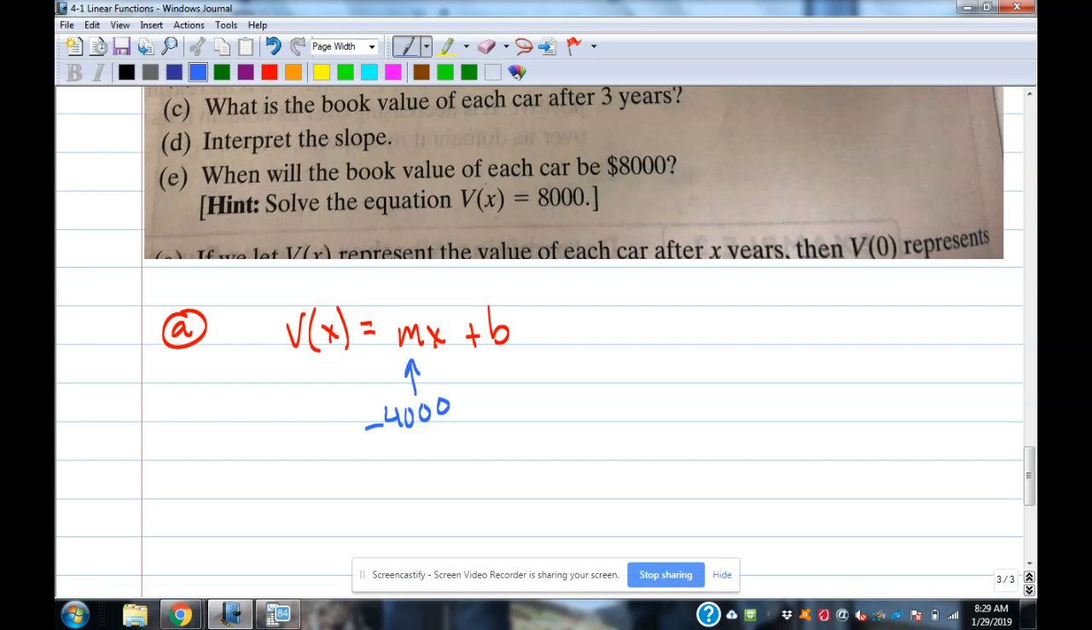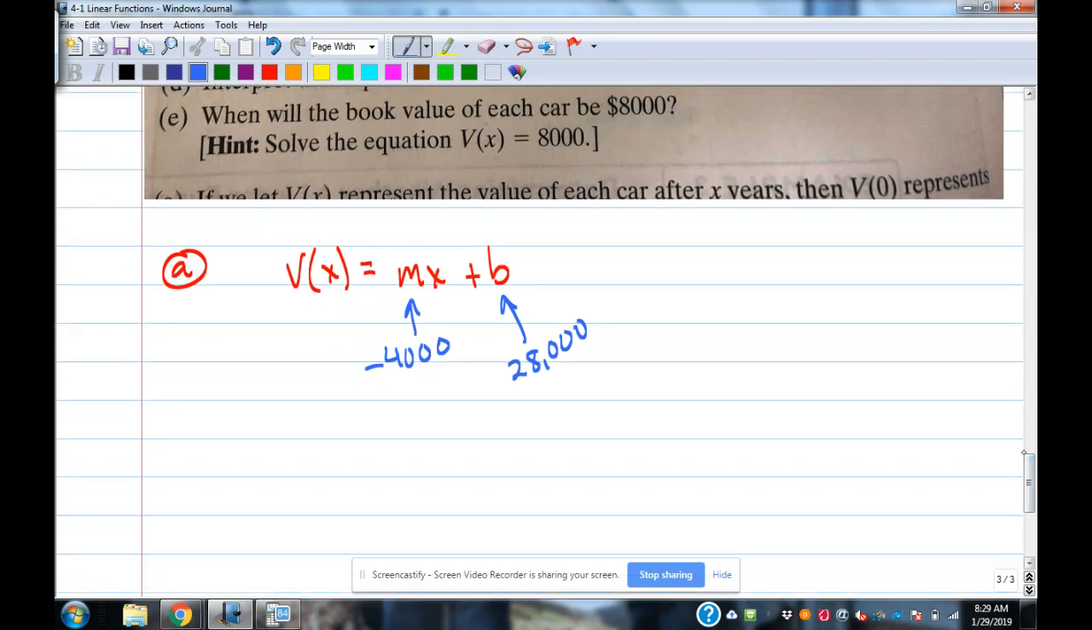So slope here. What about the y-intercept? 28,000? That's right. That's how much it was at year what? Year 0. As soon as we bought the car, it was 28,000. So this has to be starting at $28,000, because at year 0 that's going to be the case. So we have V of X is equal to negative 4,000 X plus 28,000. I feel weird putting commas in my numbers.